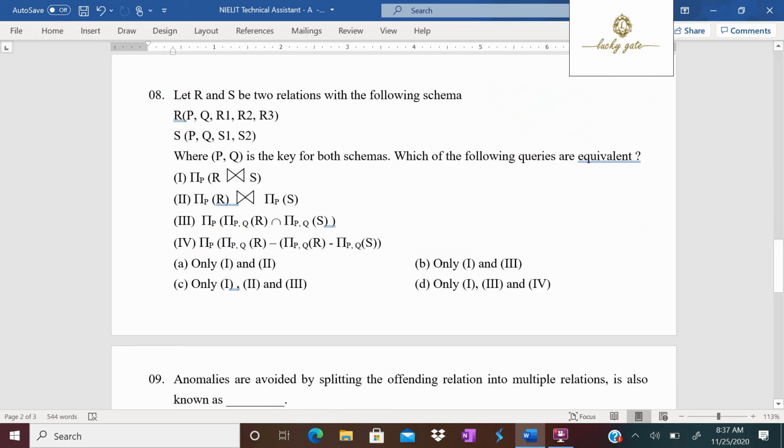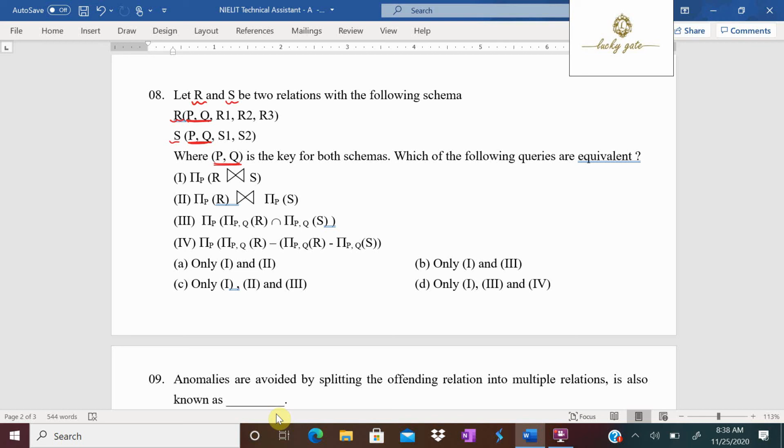Question number 8. Let R and S be two relations with the following schemas. R is PQ R1 R2 R3. S is PQ S1 S2. Where PQ is the key for both schemas. PQ is the key for both the schemas. Means for R, PQ is a key. In S also PQ is a key. Which of the following queries are equivalent?